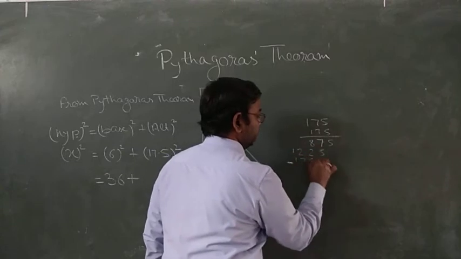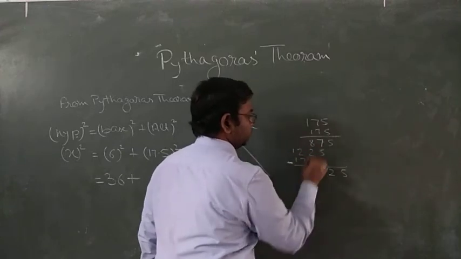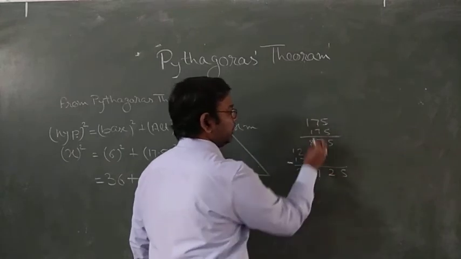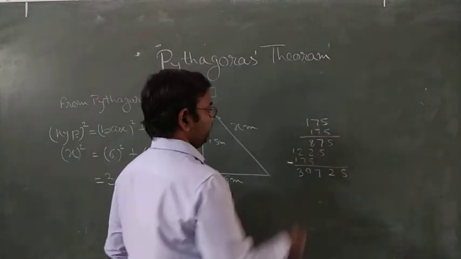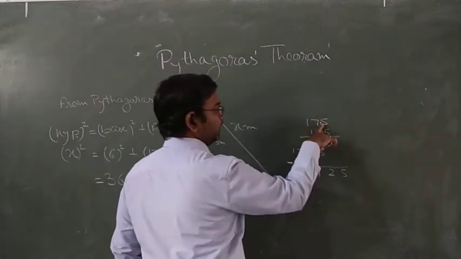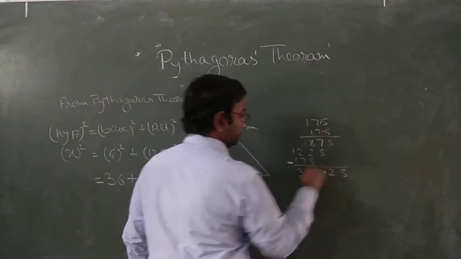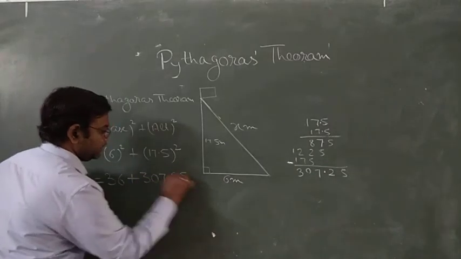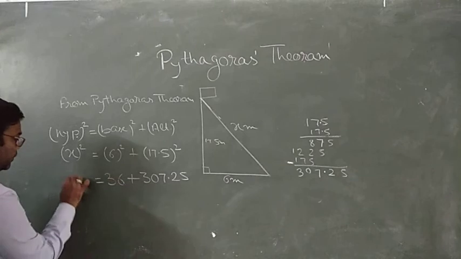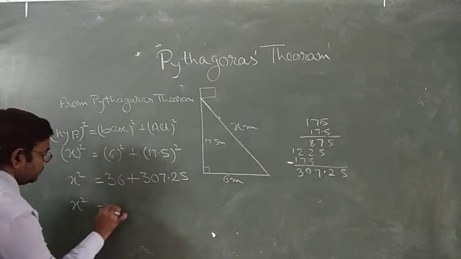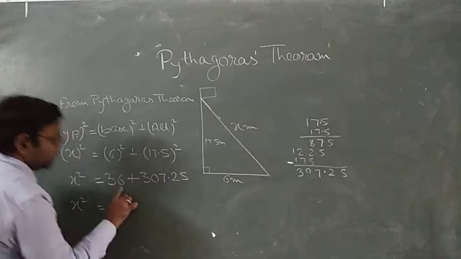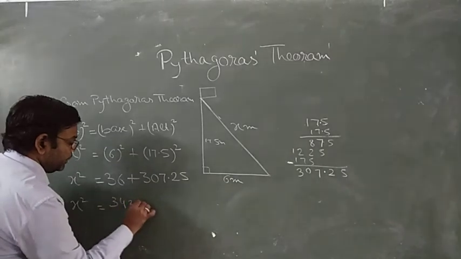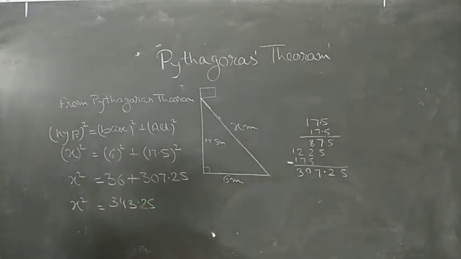Now, since there is 17.5, there are two 1s after the decimal, so we place the decimal over here: 306.25. Clear? So this is the square of 17.5. Add them: 36 plus 306.25, and we get 342.25. This is the value of x square.